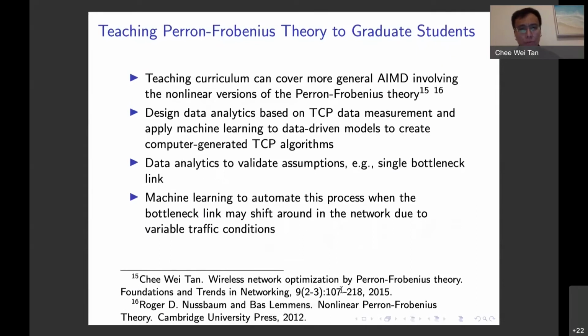So for graduate students, we can teach them more advanced versions. For example, that was linear Perron-Frobenius theory. What if those alpha and beta are nonlinear functions of the windows? Then we are talking about nonlinear systems. Here, indeed, I'm very excited because I really want to do more research along the nonlinear versions of Perron-Frobenius theory for this AIMD.